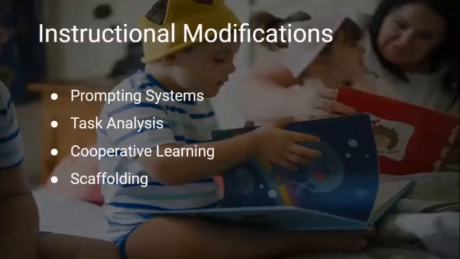And in order to do this, we usually modify a lot of the instruction that is being done in the classroom. And that falls into instructional modification. We're going to talk about the 4 different strategies that can be used to help students with intellectual disability be able to learn successfully in school.